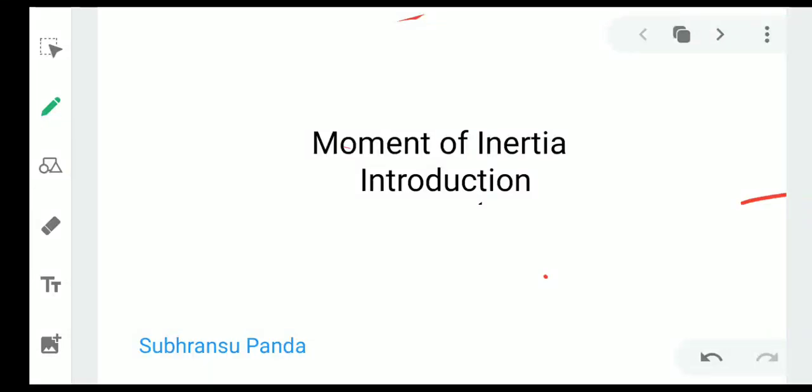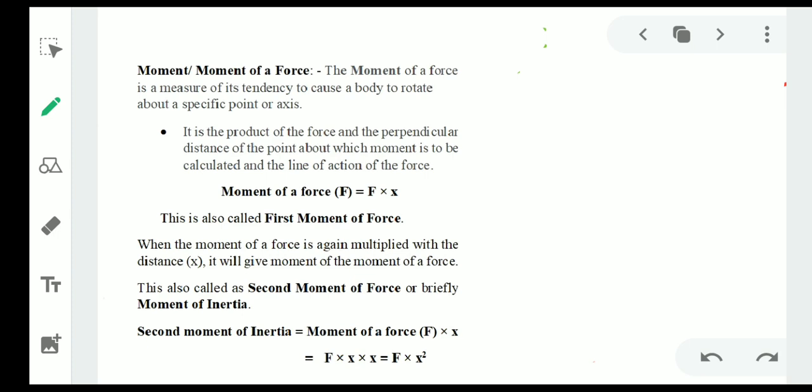Hello everyone, this video will give you a brief introduction to moment of inertia. As the name suggests, moment of inertia has "moment" in it itself. So what is moment? We know that when a force is applied on a body, we can calculate the moment by multiplying the force with the perpendicular distance.